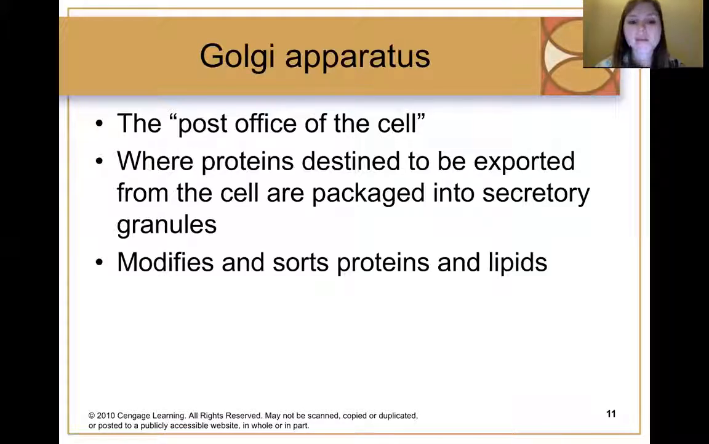So the Golgi apparatus modifies, so it can change proteins if it needs to, and then sorts them as well as lipids, and then packages them to be sent out. So some may stay in the cell and they don't make it very far. Some may be taken by transporters to the membrane to be sent out into the body. So the Golgi is really responsible for that. So just think of it like the post office.